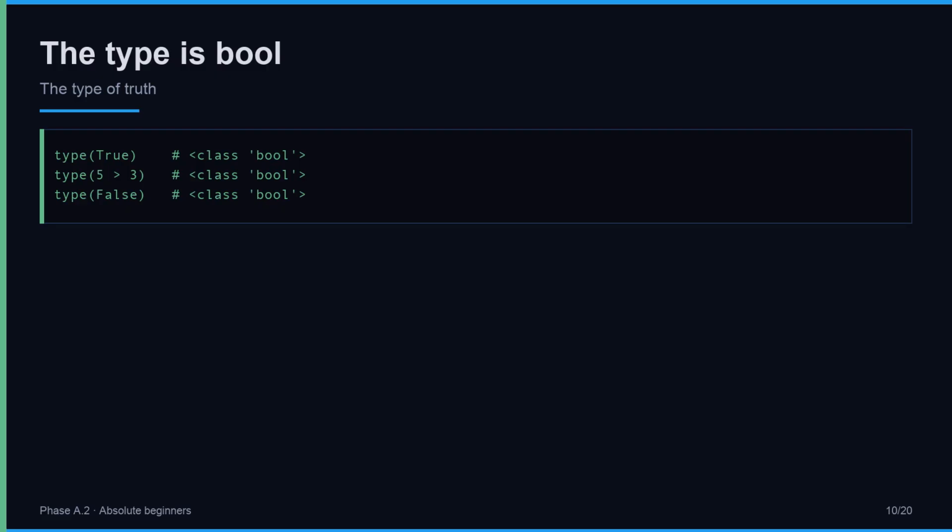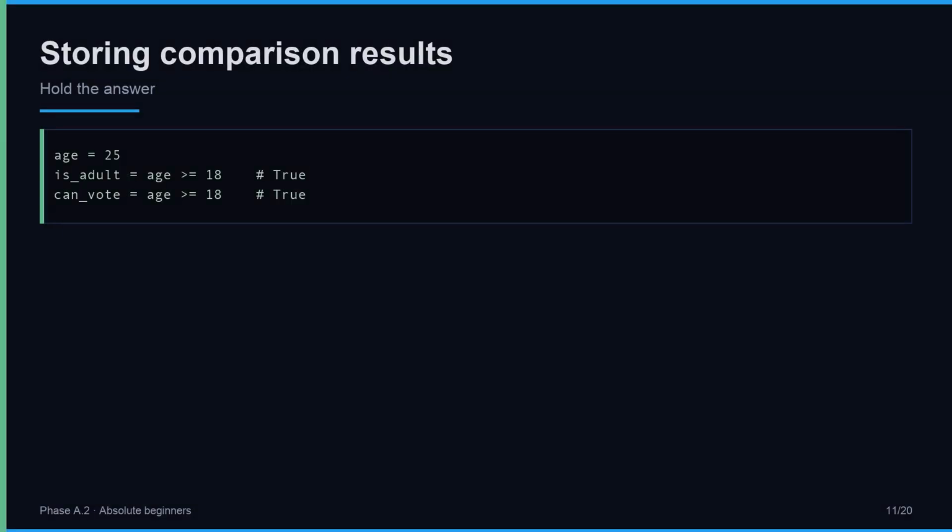Whenever you see a value whose type is bool, you know it came from a question with a yes or no answer. Bools are the type of truth itself. The type of truth.